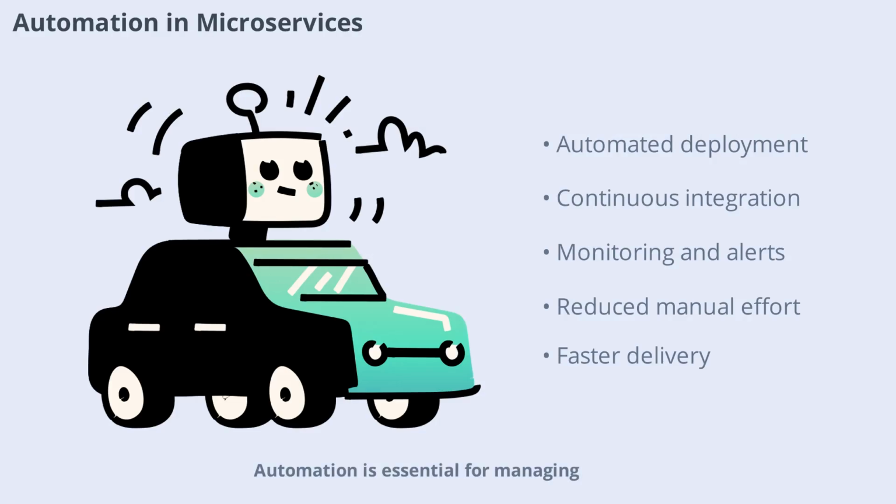Automation is essential for managing the complexity of microservices architectures. With many independent services moving at different speeds, manual processes quickly become unmanageable. Automated build, test, deployment, and monitoring pipelines ensure consistency, reduce human error, and speed up delivery. Automated monitoring and alerting help detect issues early, enabling rapid response and minimizing downtime. By investing in automation, you empower your teams to focus on innovation rather than repetitive tasks.